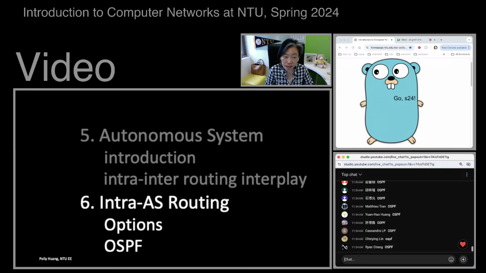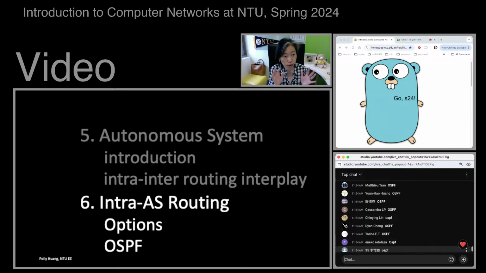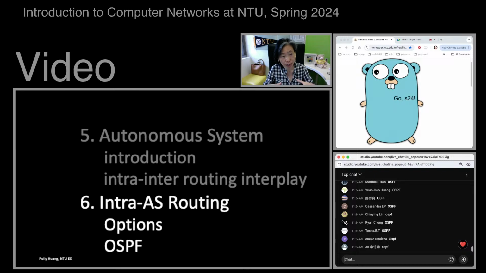OSPF is the protocol that is used very popularly for intra-AS routing. So OSPF, make sure that you remember this: O stands for open, and the rest, shortest path forwarding. All right, therefore, next video. So this video is all about OSPF.